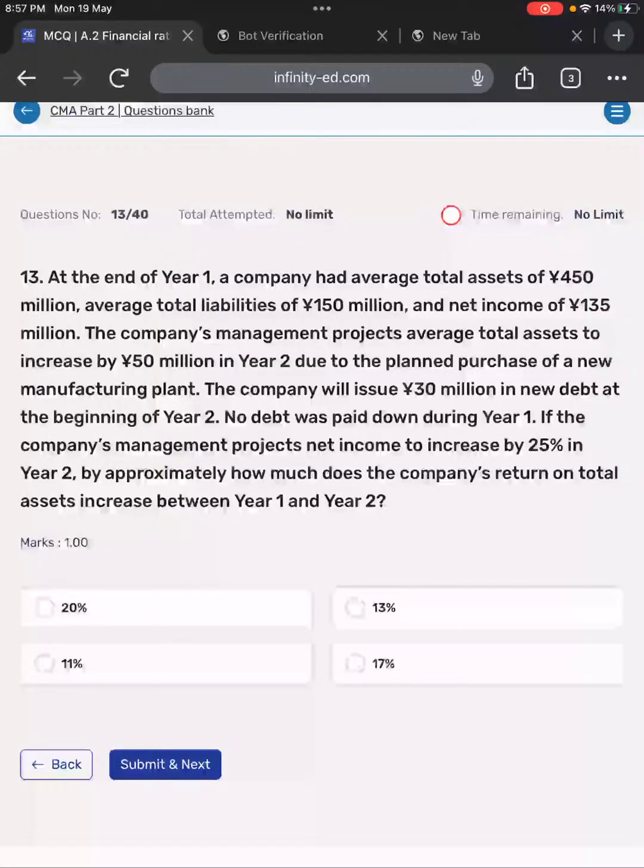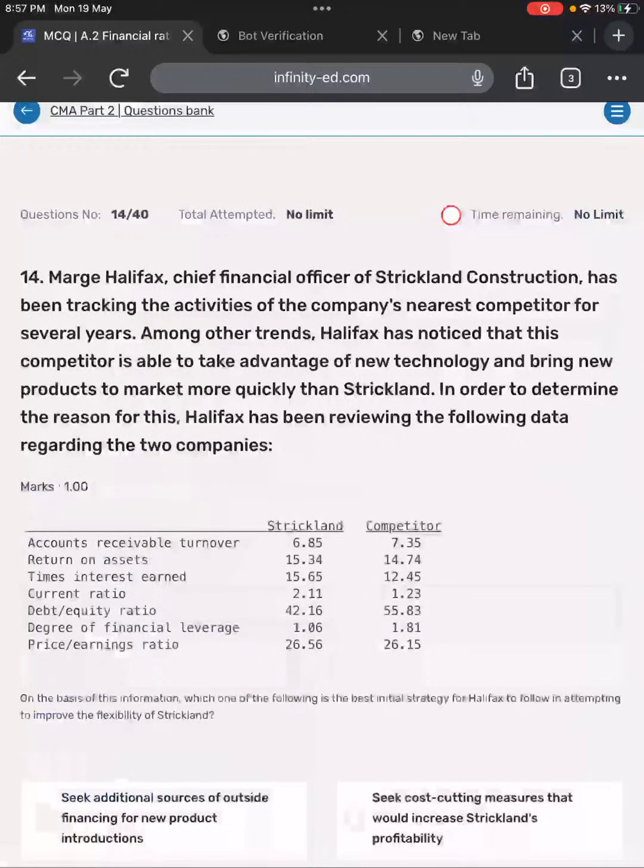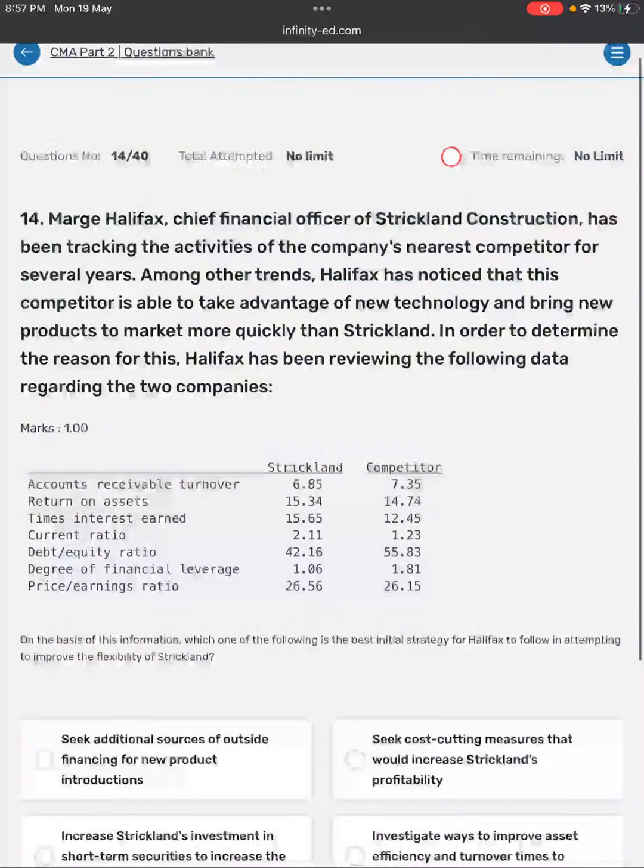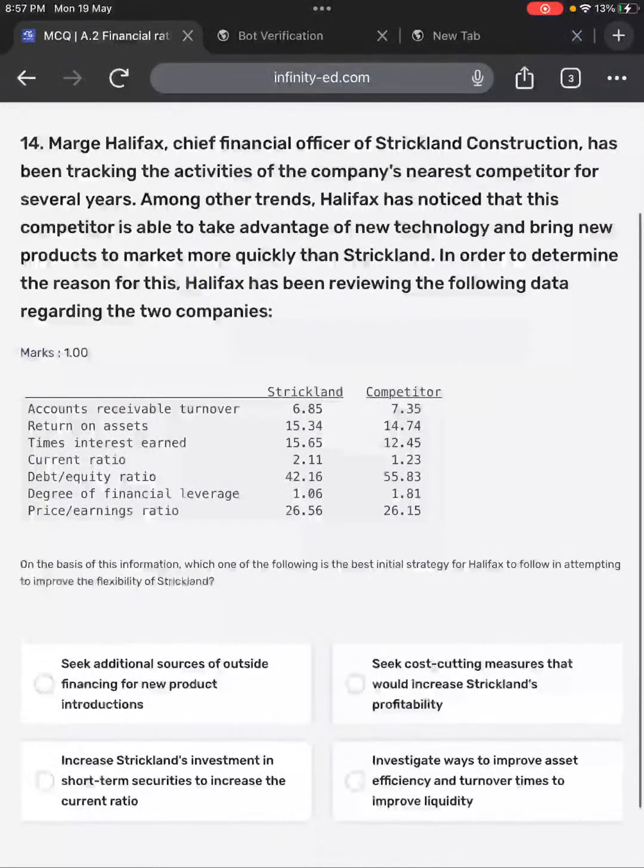Okay, now in question number 13, I think this one is quite a lengthy question. Already we did a similar question, so better to skip this question. Question number 14.